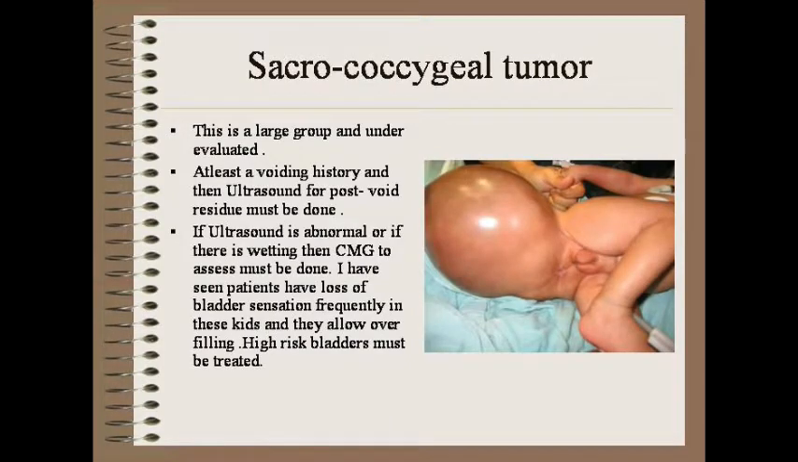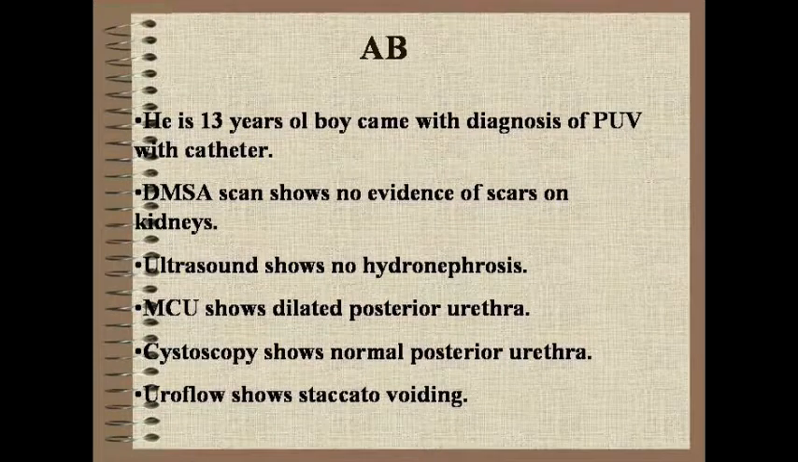Look at this sacrococcygeal teratoma. This is a huge one, and I think all these surgeons who operate these children should at least get a post-void ultrasound after surgery, and if the ultrasound is abnormal or there is high residual urine, or there is wetting, they should get a cystometry done to know whether there is any residual neurogenic damage. Most of these sacral agenesis I have seen are all having only lack of sensation to the bladder. Only a few of them have high risk bladders. There are a few voiding dysfunctions.